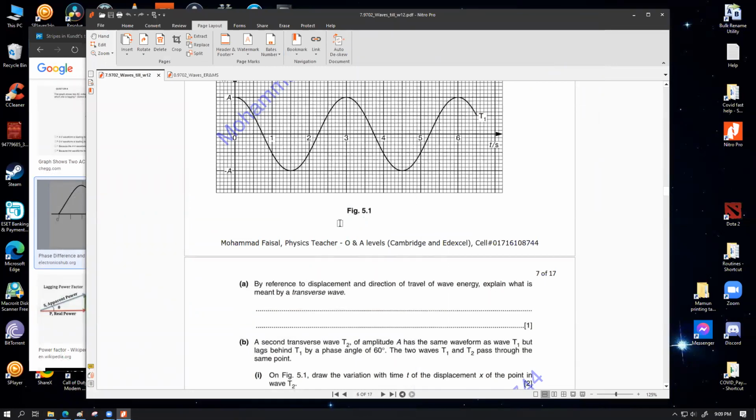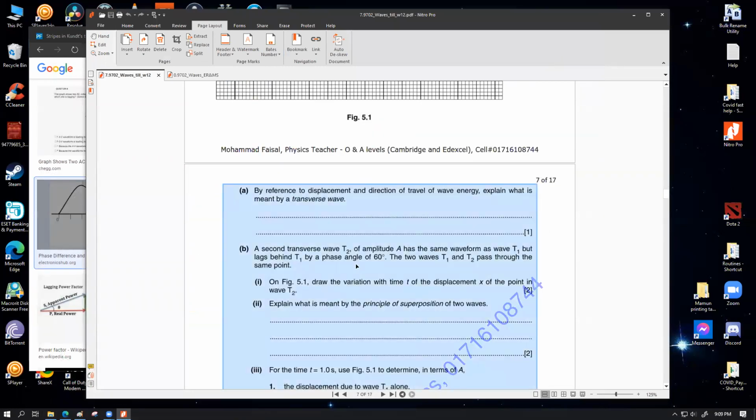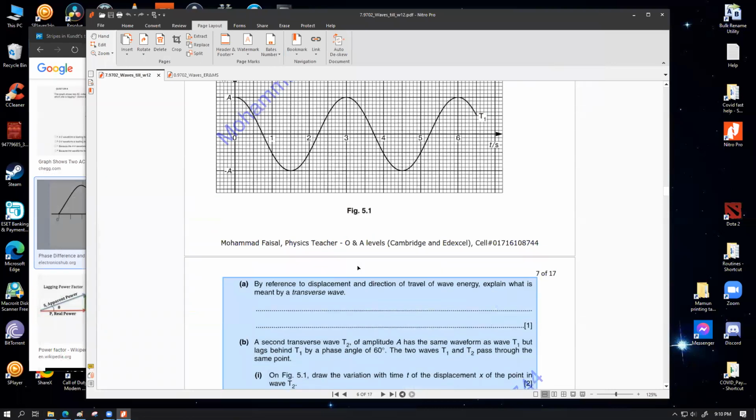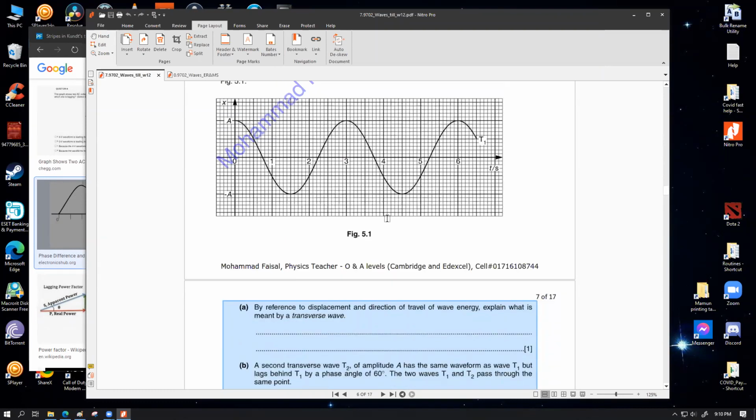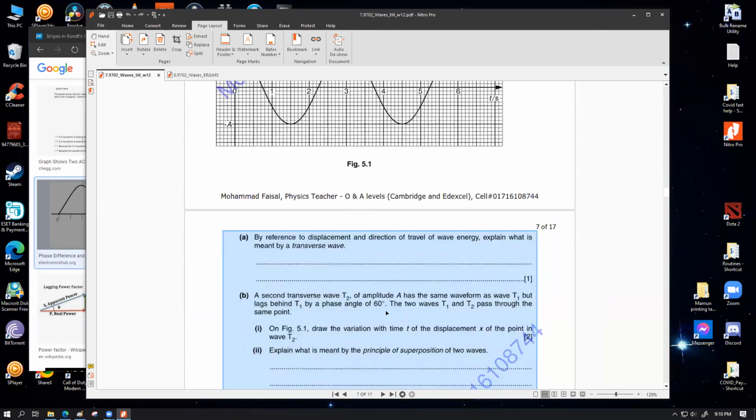So why did I tell you this? Because here in this question, we have to draw a wave on this figure. So we might as well look at this thing. A second transverse wave T2 of amplitude A has the same waveform as T1 but lags behind T1 by phase angle of 60 degree. Important information. A second wave lags behind this wave by a phase angle of 60 degree. The two waves T1 and T2 pass through the same point.